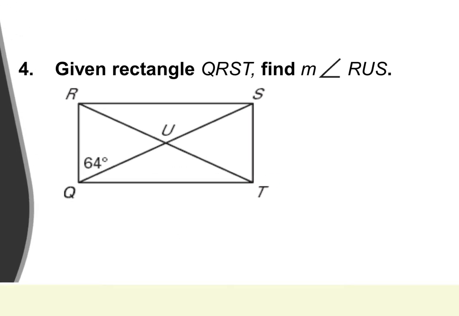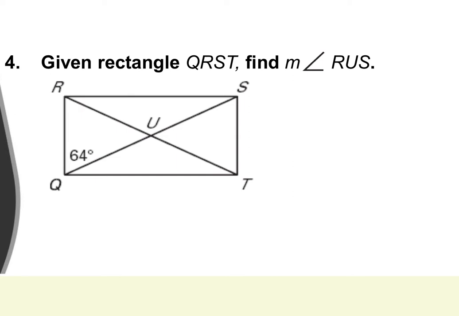All right, 4, given rectangle QRST, find the measure of angle RUS. How do I find it? It would be 90 if this was a square or a rhombus. Jonathan: TRS equals 26 because of opposite interior angles.